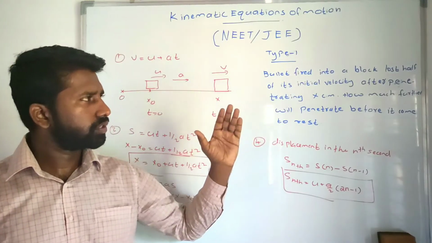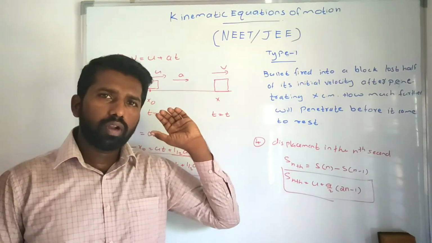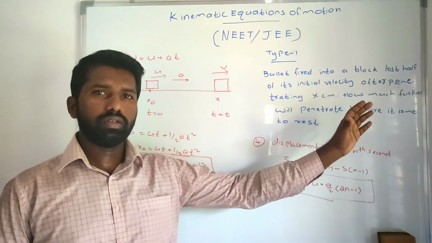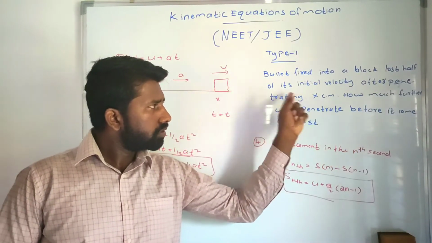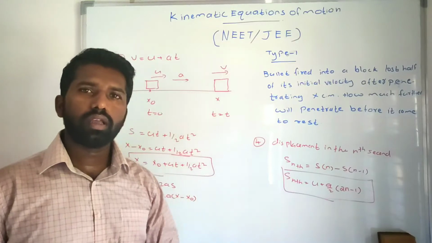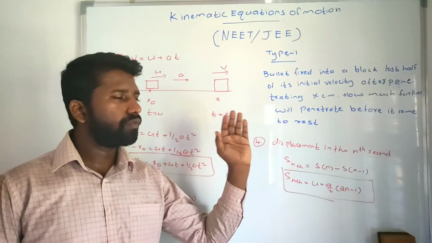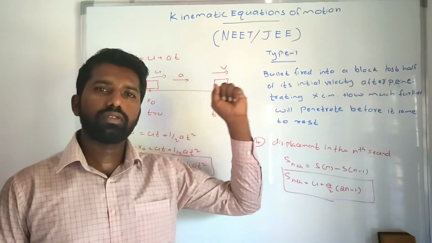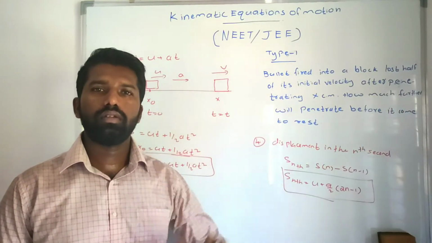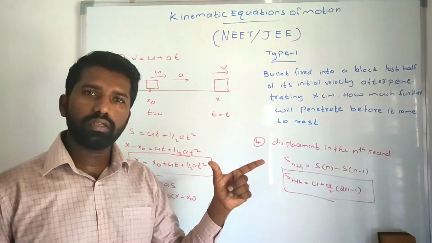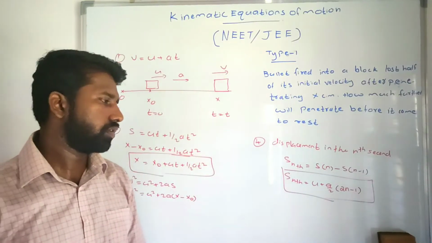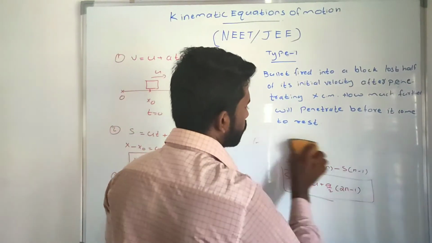What is the meaning of the question? A bullet is fired into a block. After traveling x centimeters, it loses half of its velocity. Then how much further will it travel before coming to rest? That distance we have to find. We'll see how we can solve this problem.